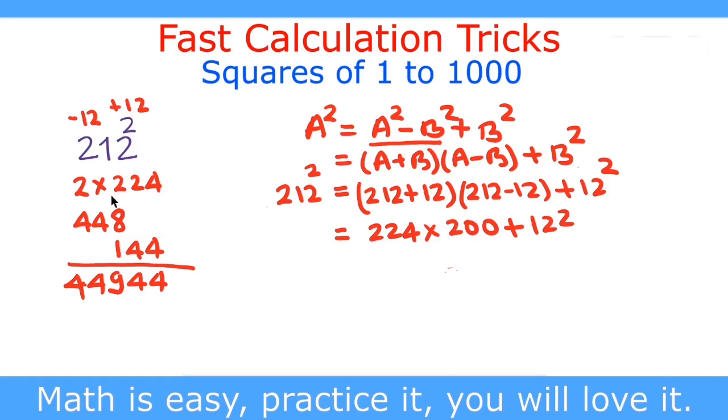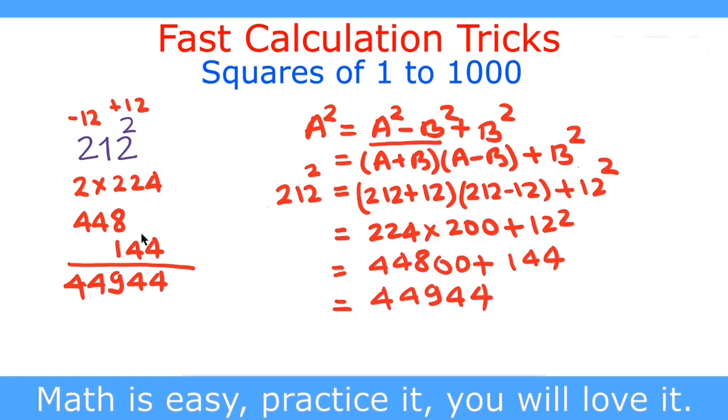Now in place of 200 we had written 2 and we had multiplied it by 224. Here again we are multiplying 224 by 200, which is double of 224 is 448, and we write 2 zeros after that, plus the square of 12 is 144. Adding these we get 44,944. This we had done in solving by the short trick also.